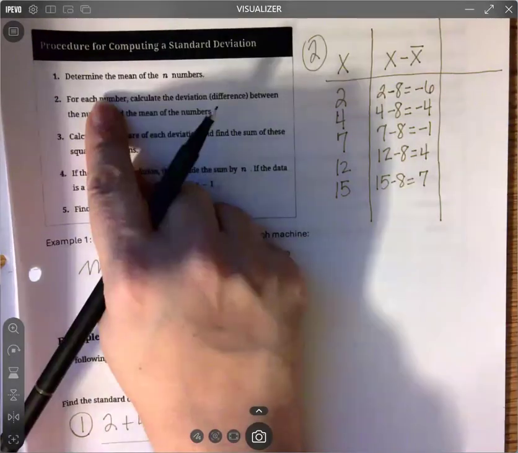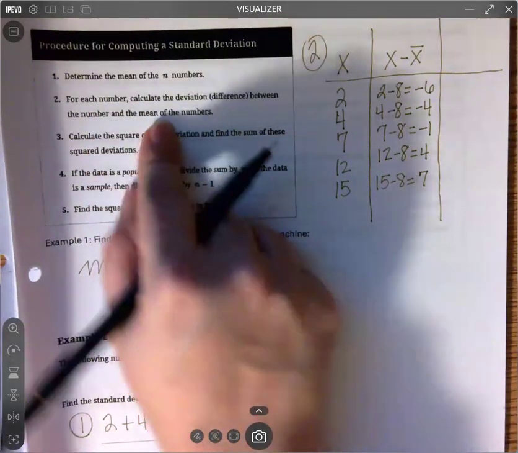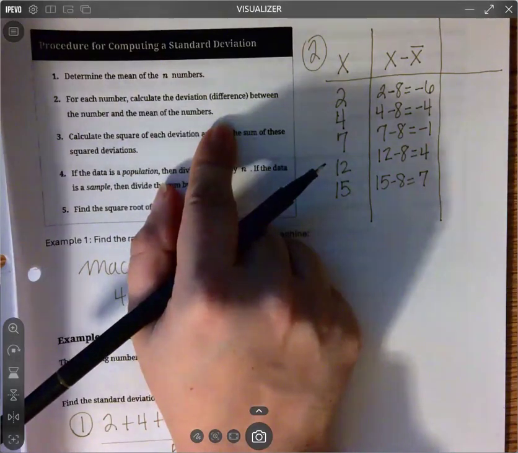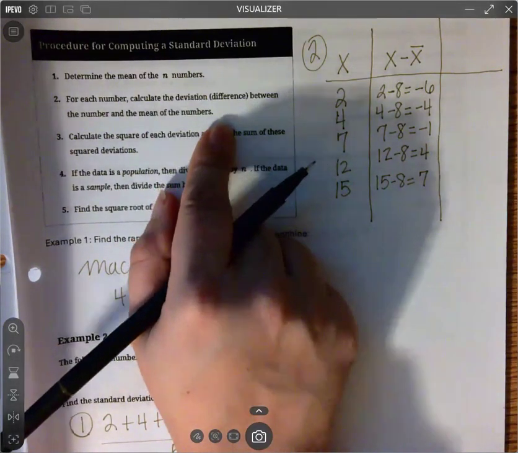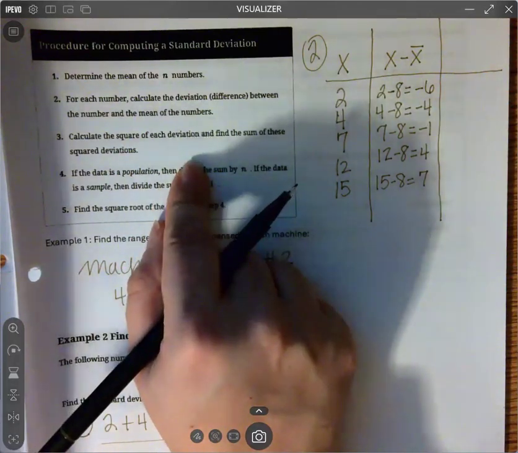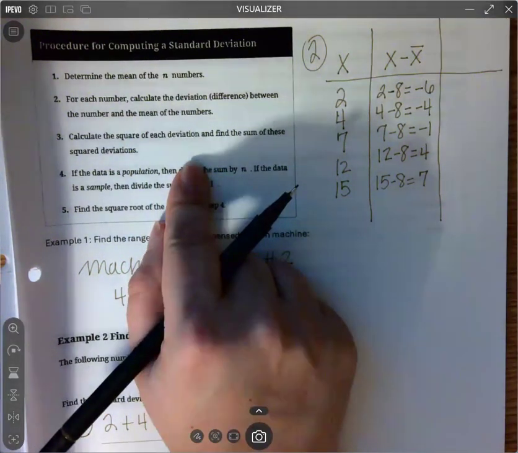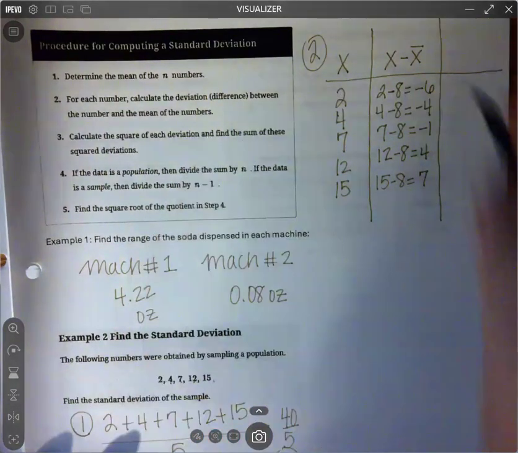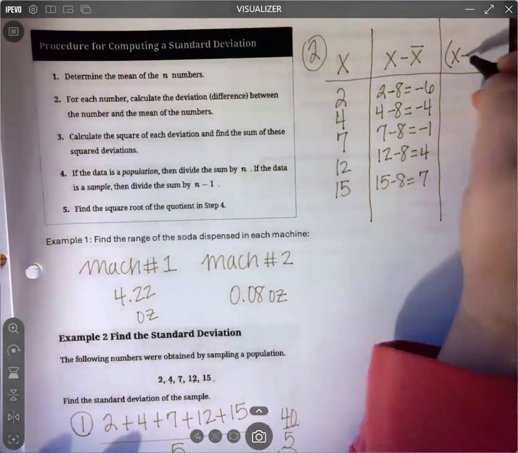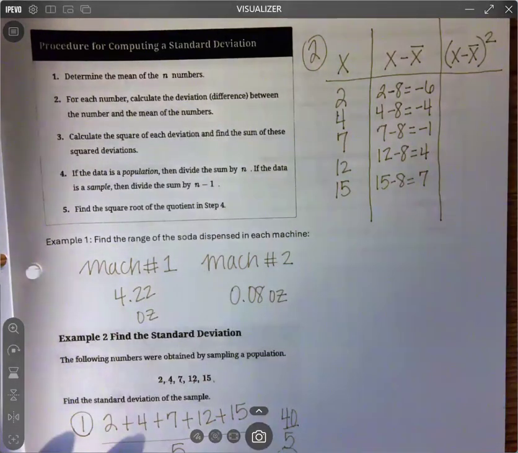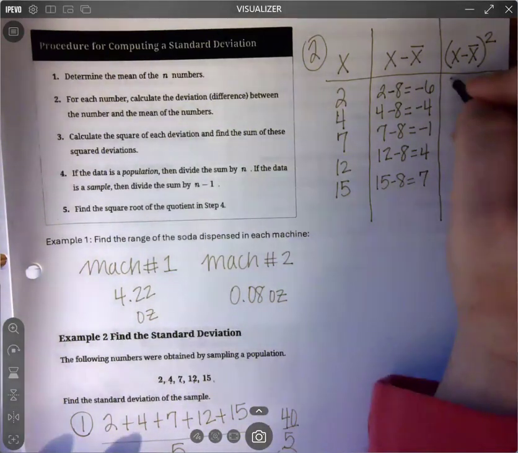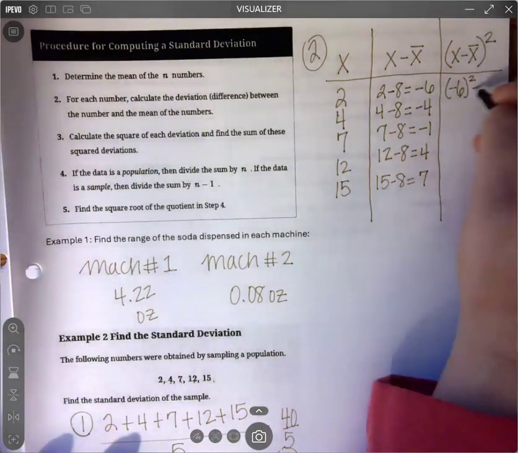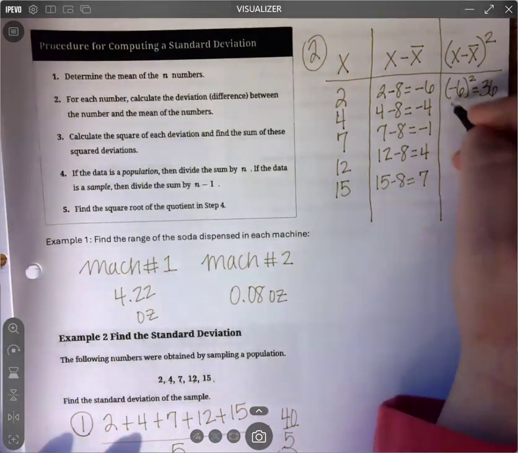Step 2, for each number, calculate the deviation or difference between the number and the mean. Step 3, calculate the square of each deviation and then find the sum of these squared deviations. So you're going to take the value that's in that second column and we're going to square it. When you square a negative number, you get a positive. So negative 6 squared is 36.